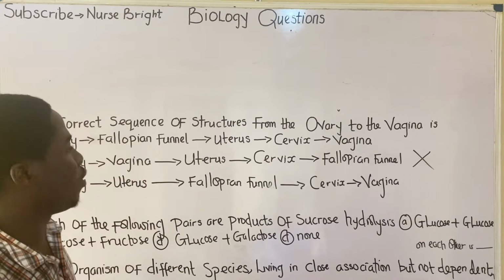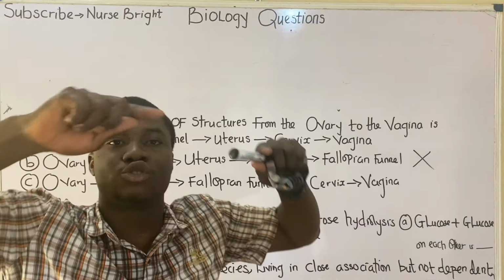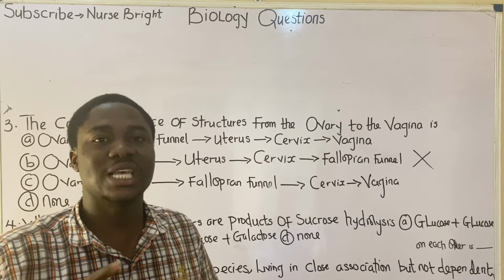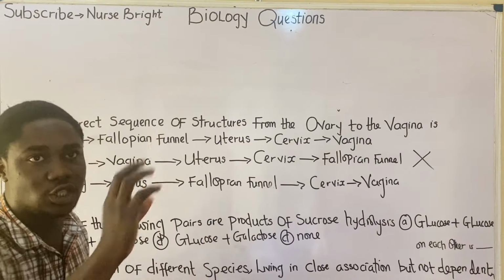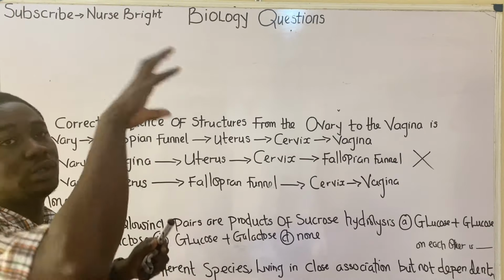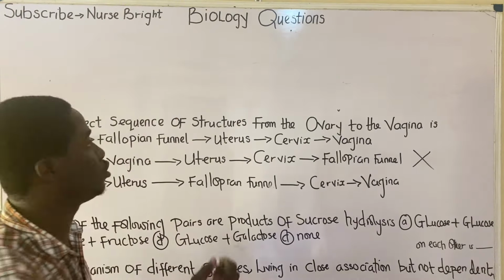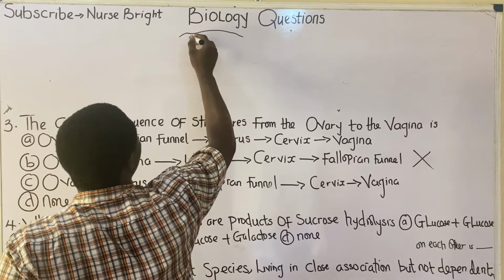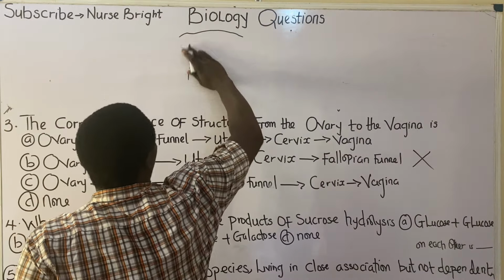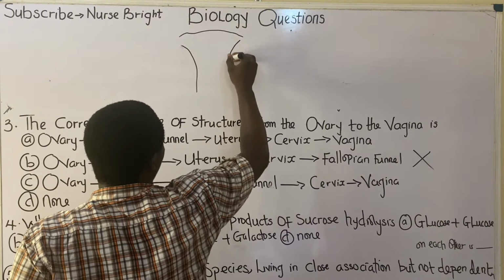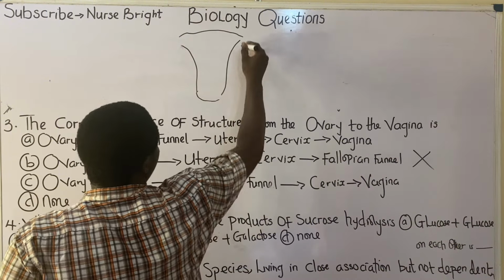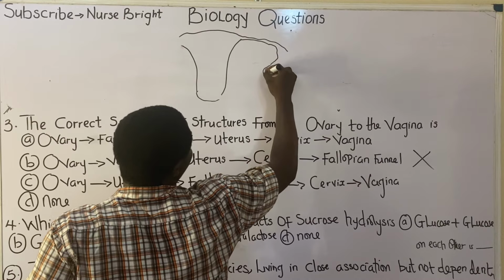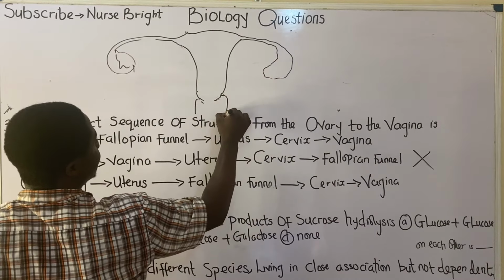For us to be able to answer this question together, we have to draw the female reproductive system, which is extremely easy. I'm going to do a sketch diagram here so we can use the diagram to answer this question together. Now this is how the female reproductive system is. This is the overview of it. I don't want to start telling you the names yet.